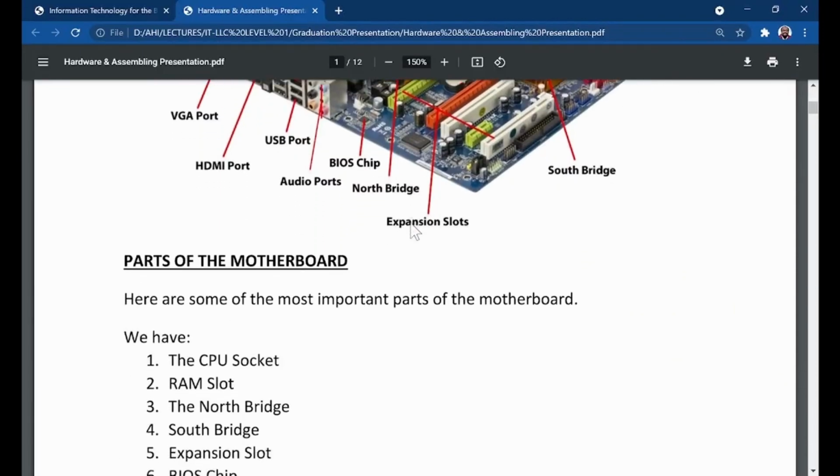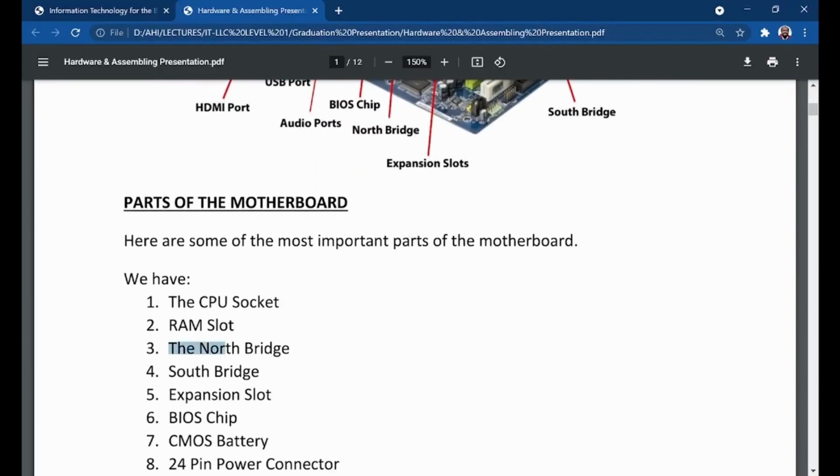Let's move to the next most important component on the motherboard. What have I highlighted? The northbridge. The what? The northbridge.